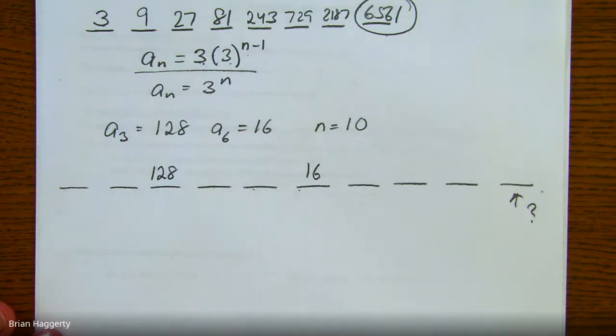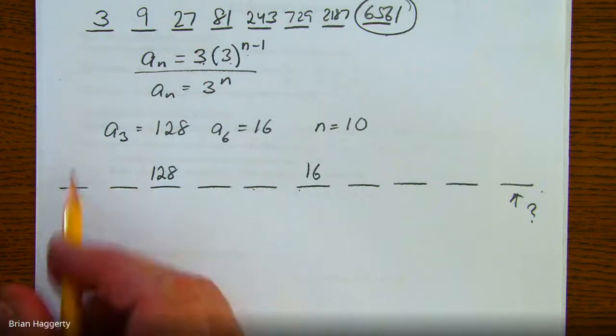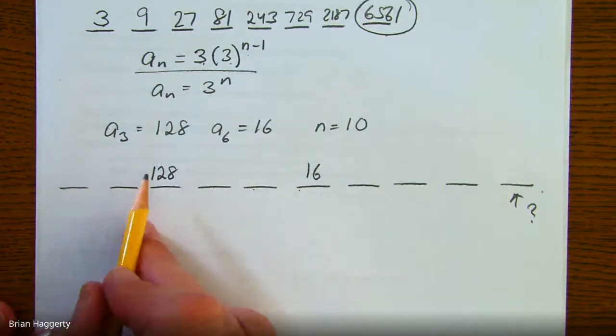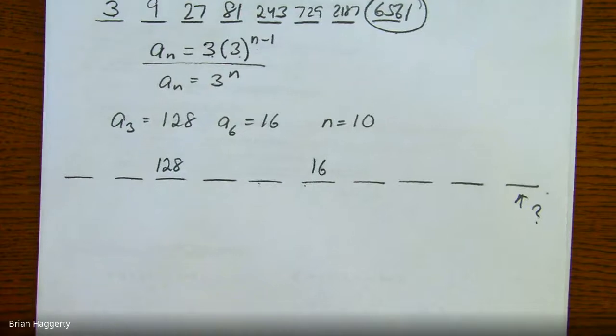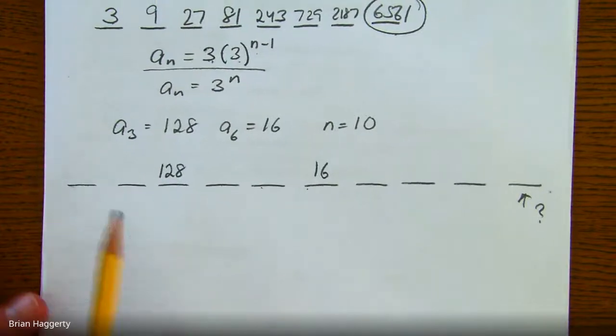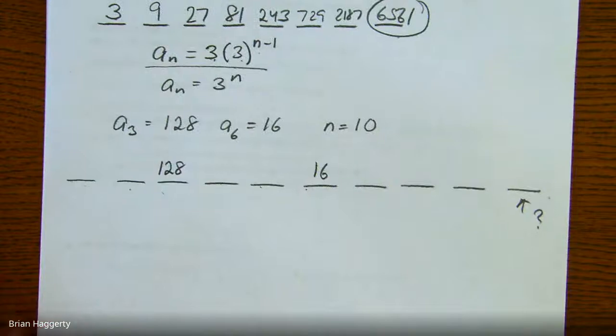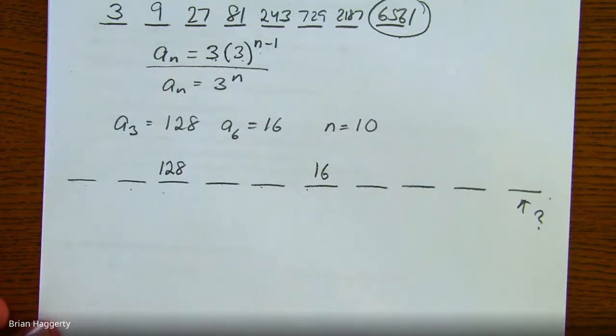Actually, one thing I forgot to mention in the very beginning that we talked about yesterday: unless you're told otherwise, assume we start with a sub 1. Remember, there are problems that start with a sub 0. So far, there's been nothing on this page that indicates we should be starting with an a sub 0. So we're always assuming first term, second term, third term. Okay. So what are we going to do now?